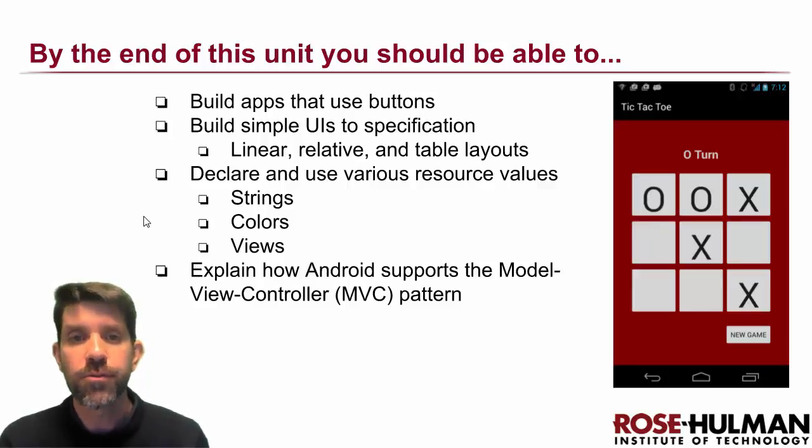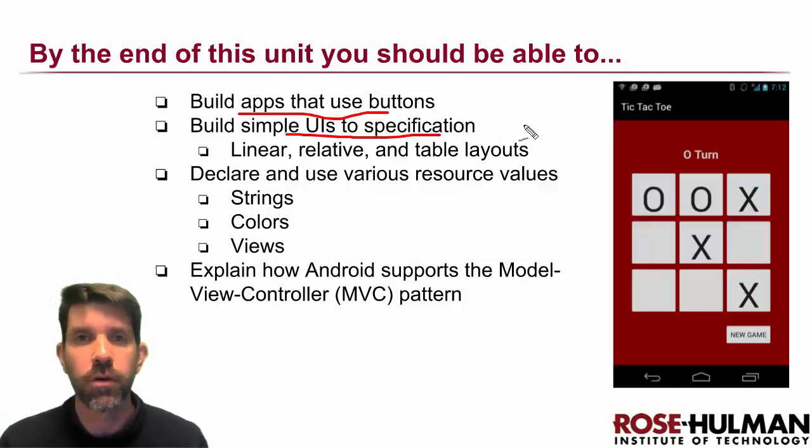All right, so our goals for the unit, what do we want to learn? First thing is that obviously we're creating apps that use buttons. No surprise there. Second is we're going to be building UIs to specifications, right? So essentially, I give you some sort of a picture, and you go ahead and build what the basic layouts are going to be. And we'll learn about 3 different layouts that turn out to be important: linear layout and relative layout, especially, and then to some degree, table layout, as we're going to be using on our tic-tac-toe game here.